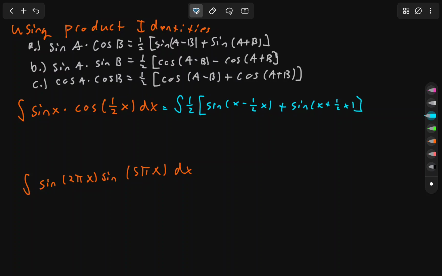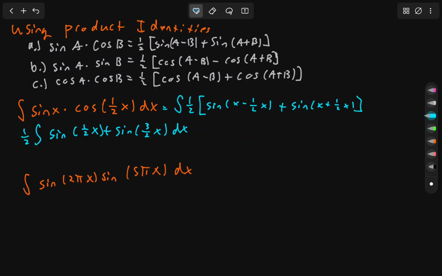Okay, we're going to pull this 1/2 out in front of the integral. So we get 1/2 times the integral, and now let's simplify the sines. So we get sine of 1/2 of x plus sine of 3/2 of x dx.